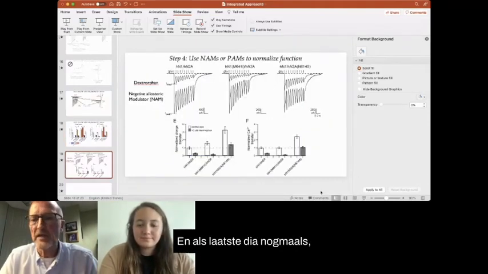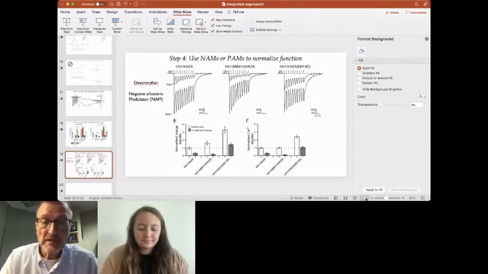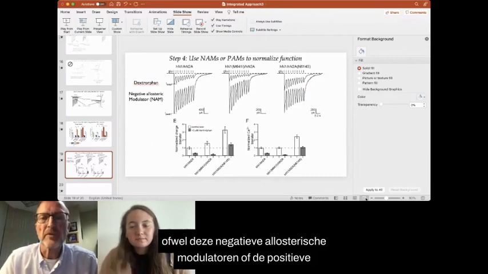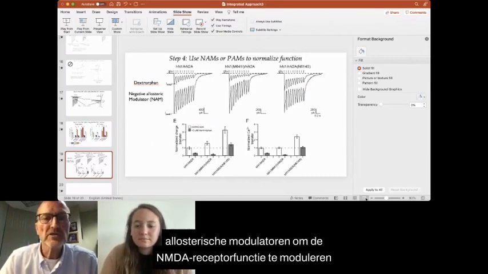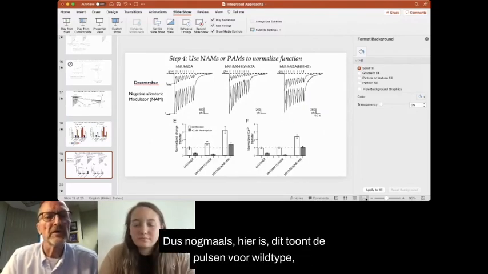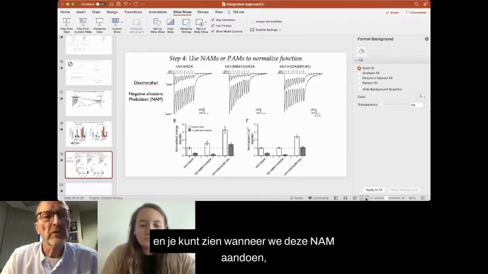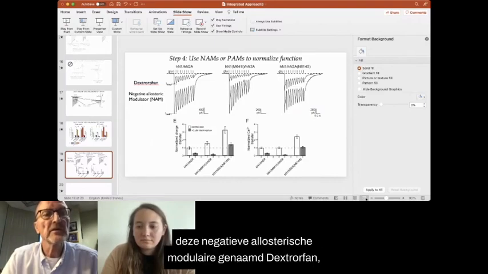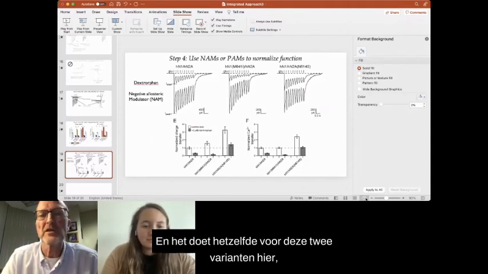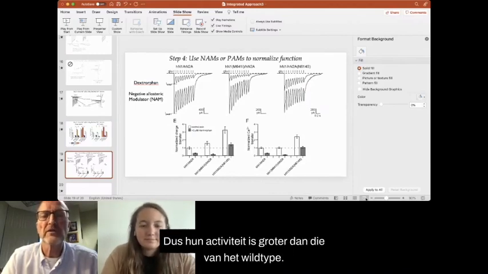And as a last slide, the global goal is to take the pharmacology, either these negative allosteric modulators or the positive allosteric modulators, to modulate NMDA receptor function to return it back to a normal level. So this is showing the pulses for wild type. And you can see when we put on this NAM, this negative allosteric modulator called dextrorphan, it inhibits the function. It does the same thing for these two variants here. But recall, these two variants are gain of function, so their activity is greater than that of wild type.